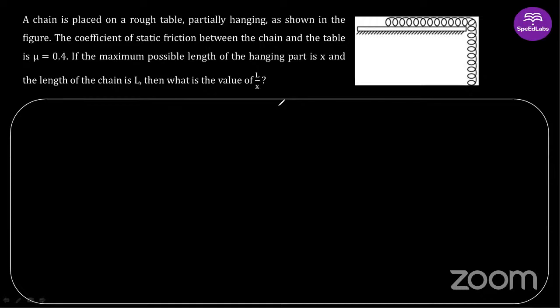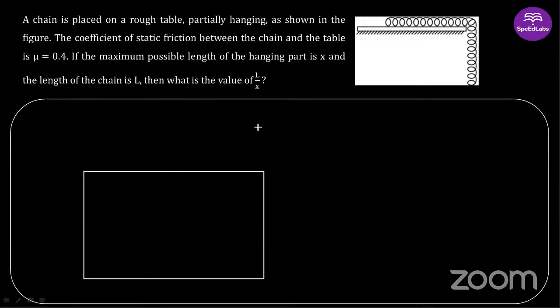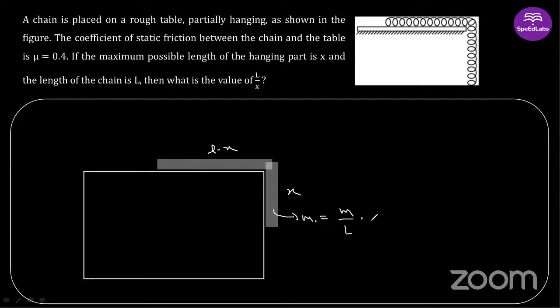So here is the thing, this is the table, and this part of the chain is on the table and this part is hanging. Let us say the hanging part is x. What will the other part be? It will be L minus x. What will be the mass? Mass of the hanging part, I am calling M1. Mass of this part is total mass divided by total length into required length, that is mass per unit length into x. What about the mass on the table? Again the same thing, mass per unit length into its length.